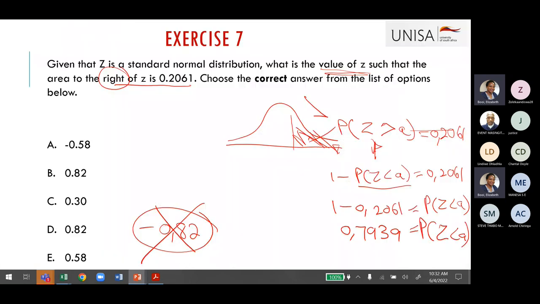So the answer we have, our A, which is what we're looking for, the value of Z. So our Z of greater than 0.82. So the answer we're looking for is actually number B. And that is how you will answer the questions.